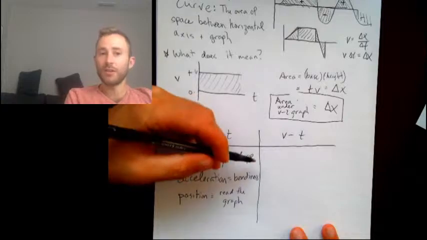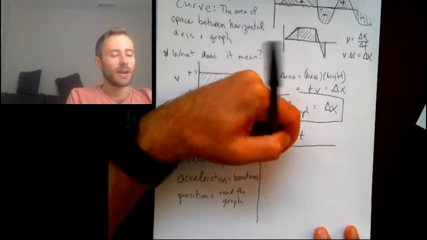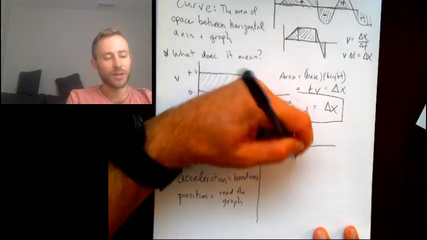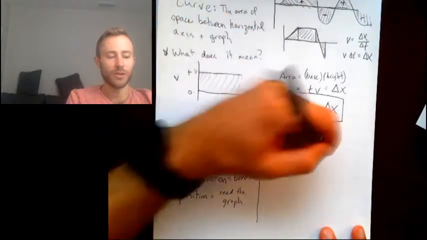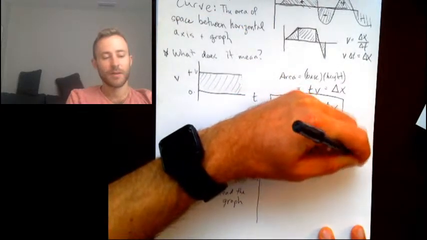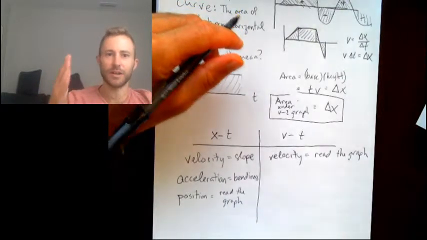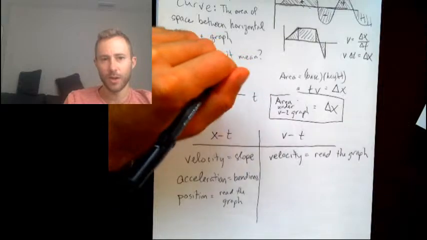If you have a velocity time graph, how do you get the velocity? If you want the velocity, you simply read the graph. Okay? There's no calculation required because a velocity time graph tells you the velocity at a certain time, okay? No calculation required.